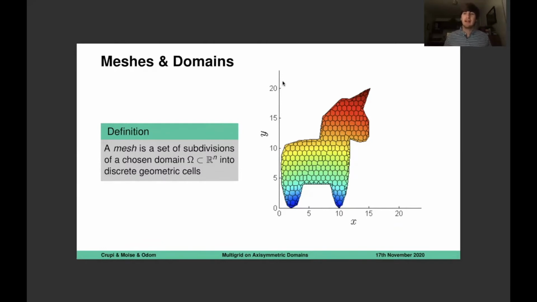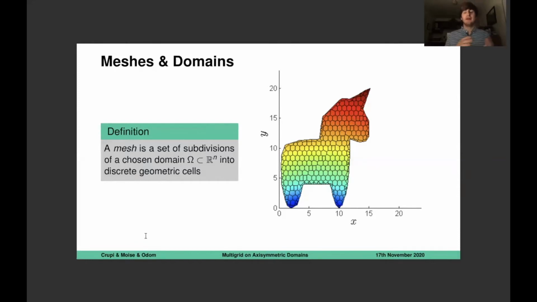And what makes finite element methods unique is that they subdivide their domain into a mesh. And a mesh formally is just a set of subdivisions of a chosen domain omega in Rn into discrete geometric cells. And finite element methods use this mesh to approximate their solutions.